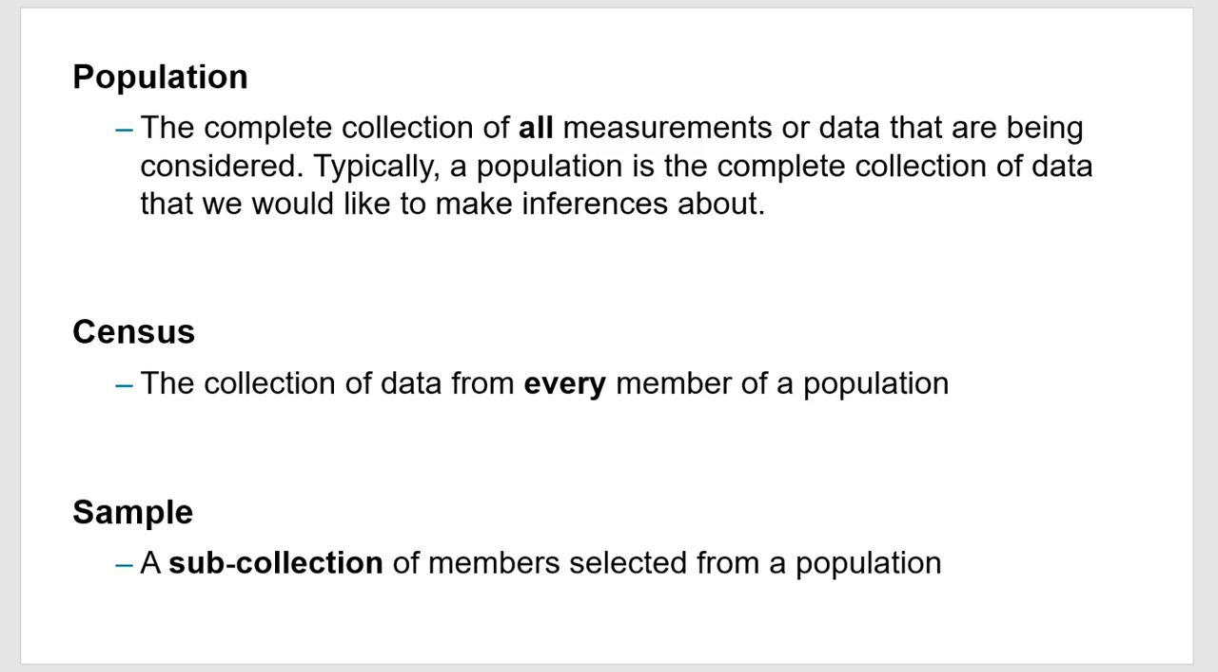Usually we use a sample, which is just a sub-collection. So rather than asking all 331 million people in America, we might just go out and collect data on 1,000 people or 2,000 people, and just use that sub-collection, what we call a sample.